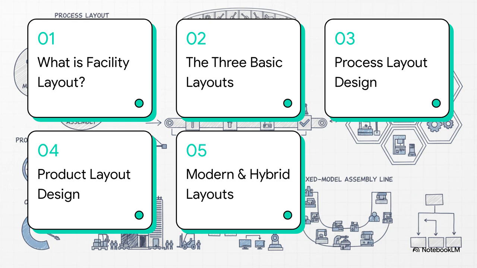Okay, so here's our game plan. First, we'll cover the absolute basics, what facility layout even is. Then we'll jump into the 3 fundamental layouts that every manager has in their toolkit. After that, we'll get into the details of actually designing 2 of them, the process and the product layouts. And to wrap it all up, we'll look at some of the really cool modern and hybrid layouts that are changing everything. Sound good? Let's jump in.